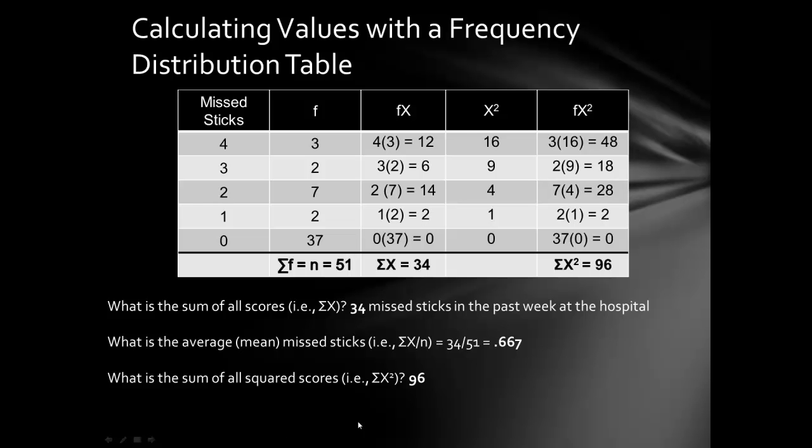And eventually, we're going to get to calculating the sum of squares, which helps us calculate measures of variability. And part of that is asking you to calculate the sum of X squared.